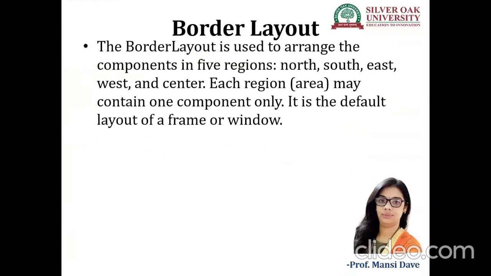The border layout basically contains five regions based on direction: north, south, east, west, and center. Each region or area contains only one component. That means in the north direction, one button or one text field should be added. In the south direction, one button or one text field. In the east direction, one button or one text field should be arranged. In the west direction, one button or one text field. In the center, one. That means you can arrange a total of five components in five different regions.